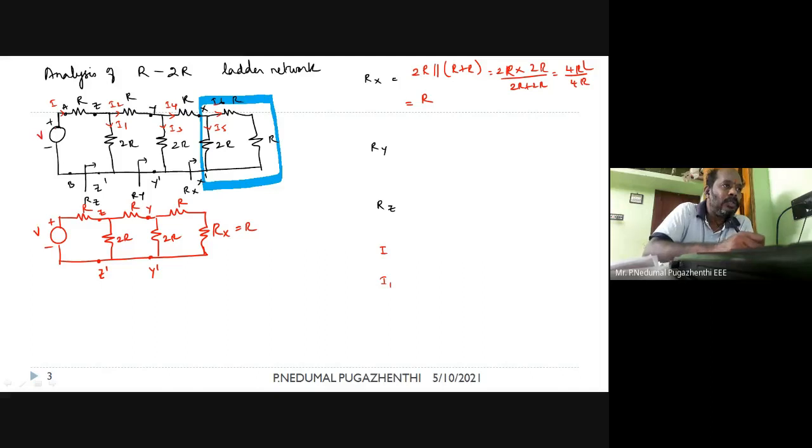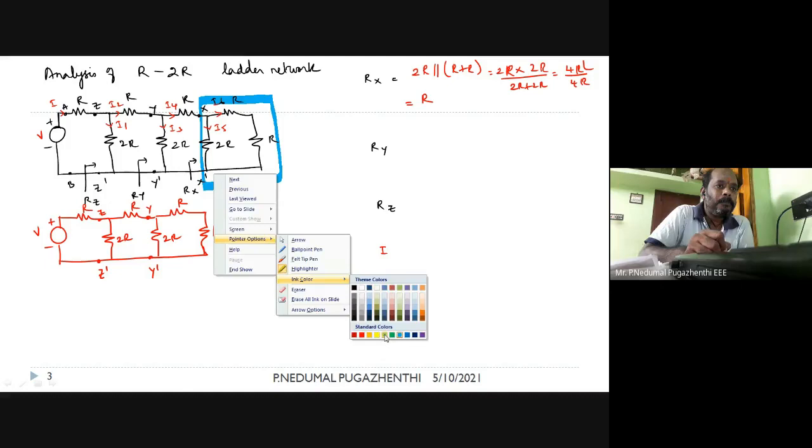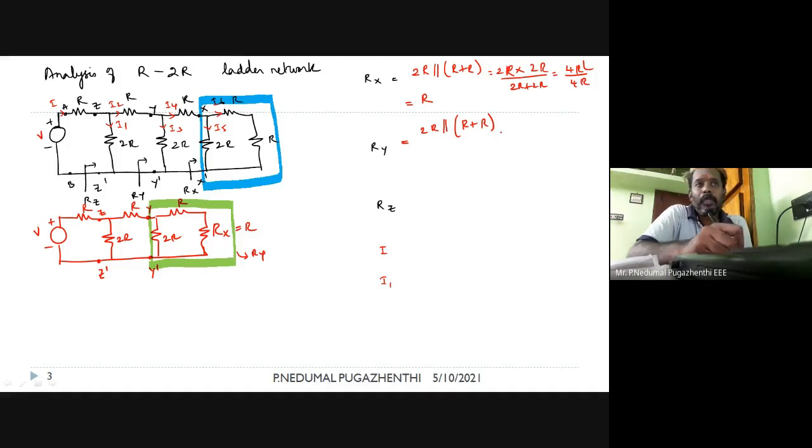Now I will try to do the same work. I will try to find what is Ry. If I take another color, let me choose. This is my Ry, this combination. So how is Ry? Ry is again a 2R parallel to R plus this Rx. Rx is nothing but R. So what is the answer? It is the same as the top, I will get again R.